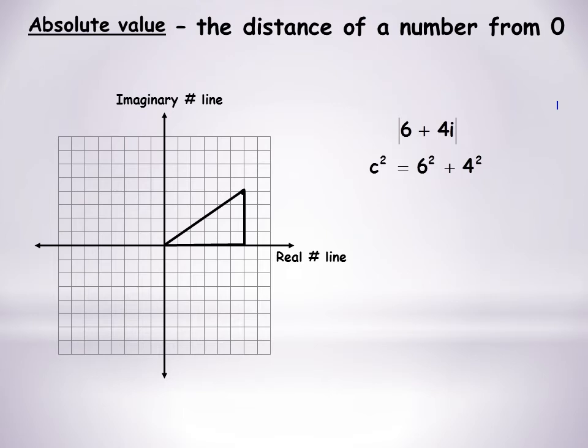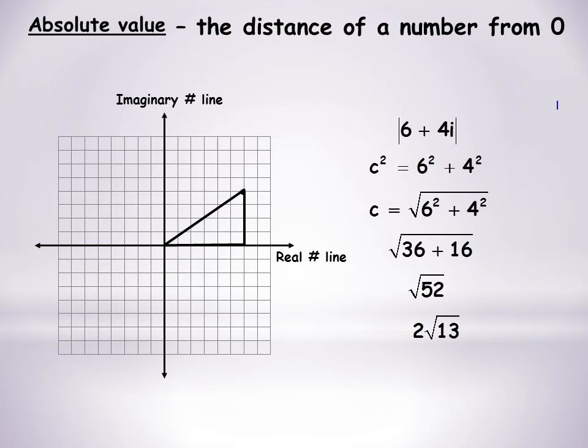So we can just use the Pythagorean theorem to figure this out. c squared, which is our hypotenuse, what we're trying to figure out, is 6 squared plus 4 squared. If you do all of this math, you'll find that it is the square root of 52. If you take a look at how this works, you're just going to take the real part and square it, and take the imaginary part and square it. Of course, the square root of 52 can be simplified to 2 times the square root of 13.